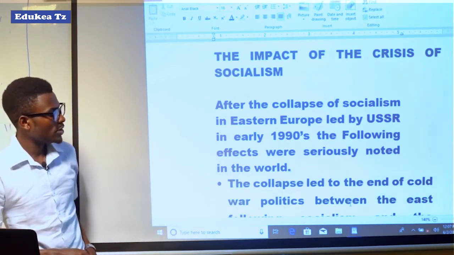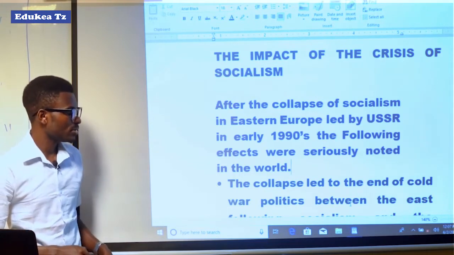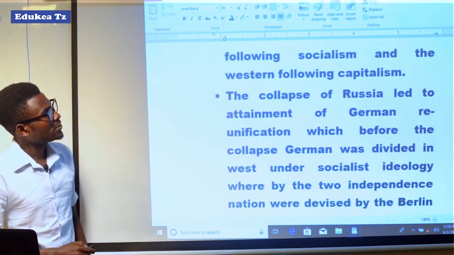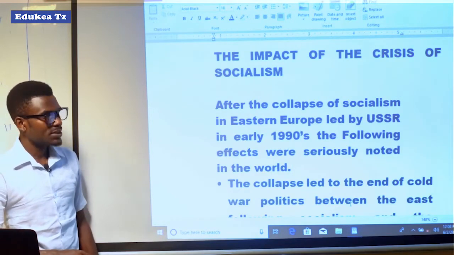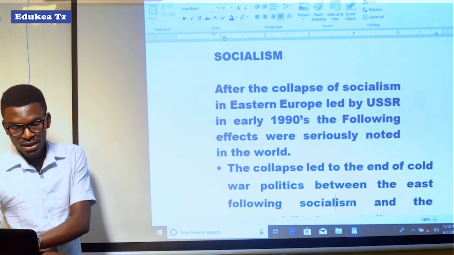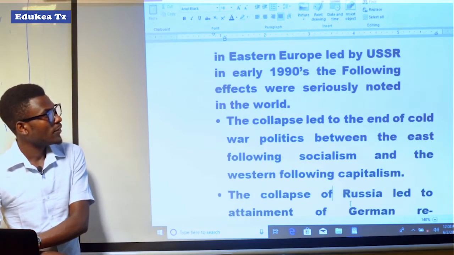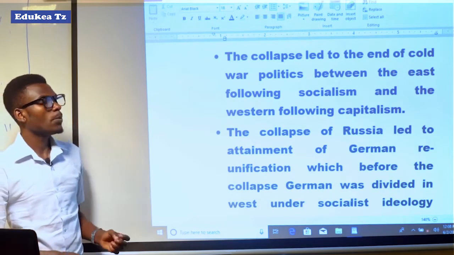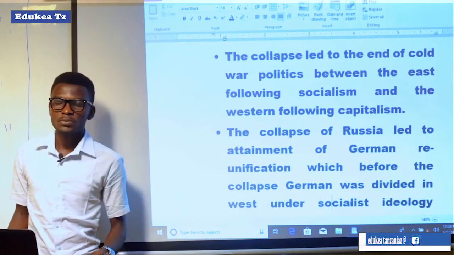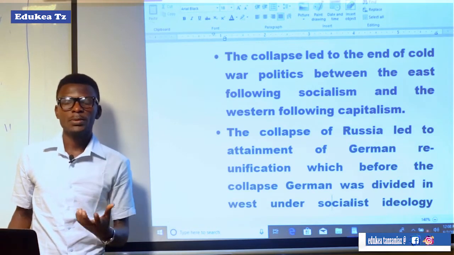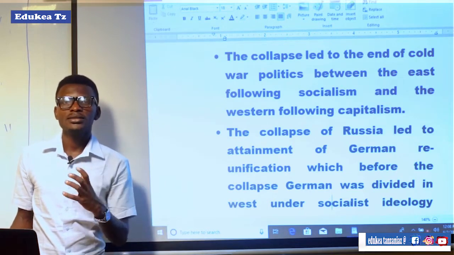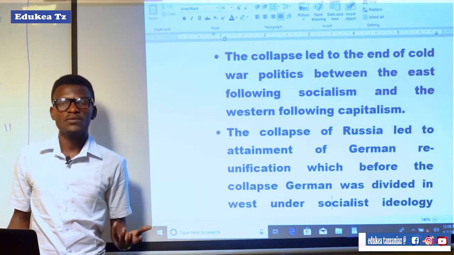The collapse led to the end of Cold War politics between the Eastern bloc following socialism and the Western bloc following capitalism. It means that the collapse led to the end of Cold War politics, which involved two superpowers: socialism on one side with the USSR, and capitalism on the side of the USA.